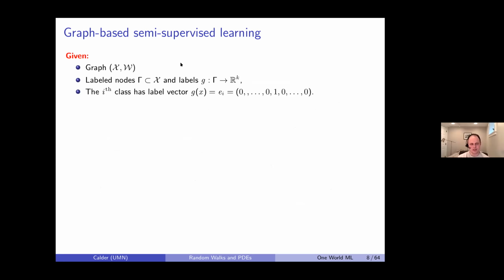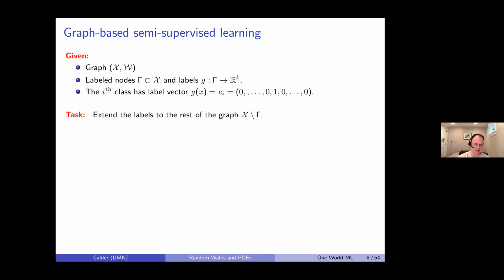So this talk will be mostly on graph-based semi-supervised learning. So we have a graph, and on the graph, we have some small subset of labeled nodes, gamma. And on those labeled nodes, we have labels, which is this labeling function G. And our labels are vectors in R^k. And what you should be thinking is that in a classification problem, the ith class is represented by the one hot vector e_i, where you put a 1 in the ith coordinate and the rest are all zeros. Although for most of the things we talk about in the talk, this function G could be anything, and you could have any vector valued function that you like.